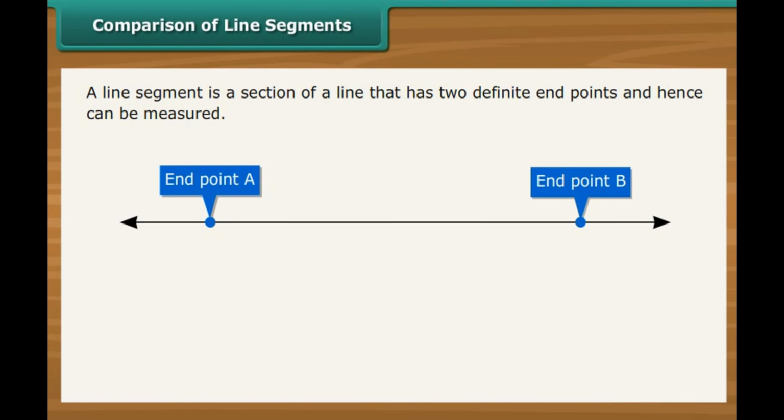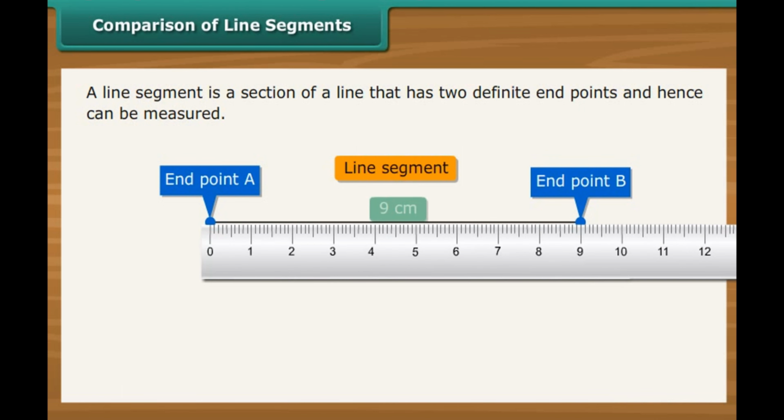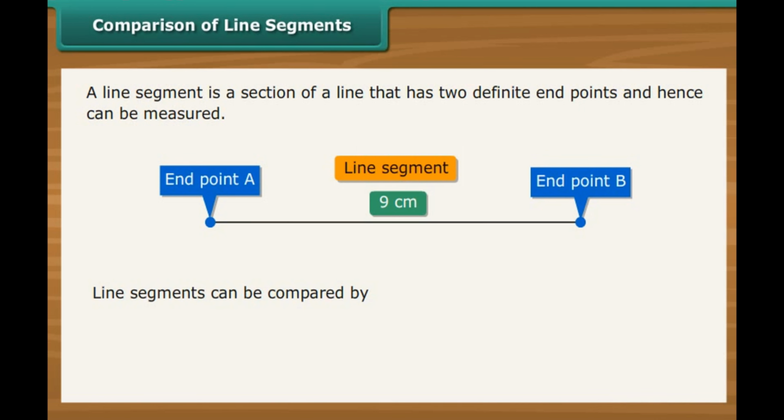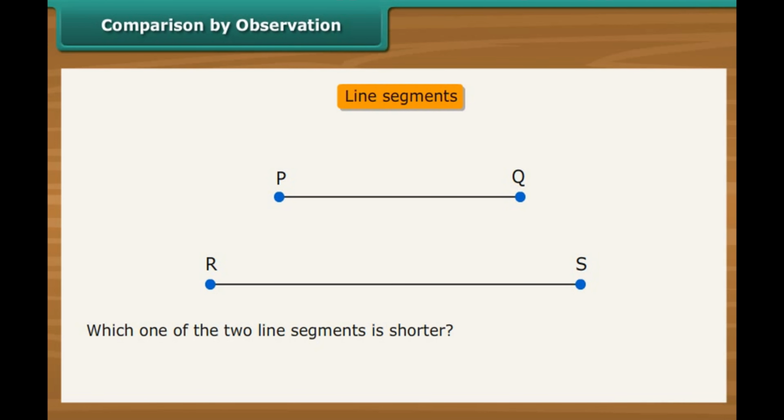Comparison of line segments. A line segment is a section of a line that has two definite endpoints and hence can be measured. Line segments can be compared by observation, tracing, measurement. Let us look at each technique in detail. Comparison by observation. Look at the two line segments PQ and RS. Which one of the two line segments is shorter? Observe the two line segments. It is clear that PQ is shorter than RS.